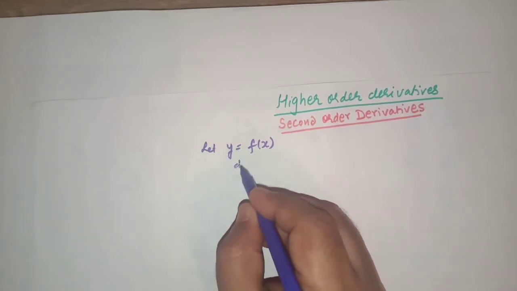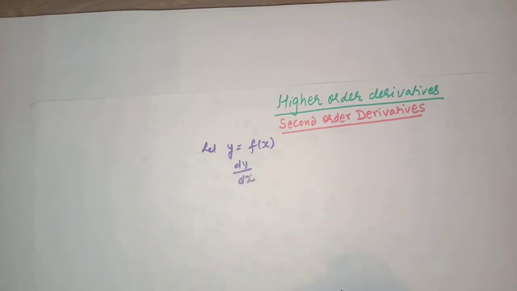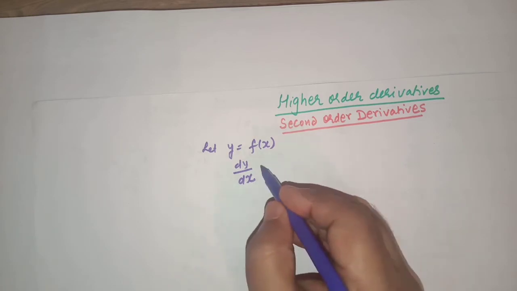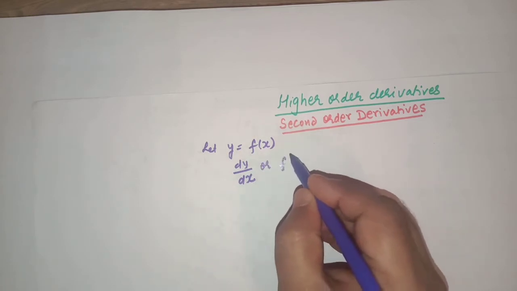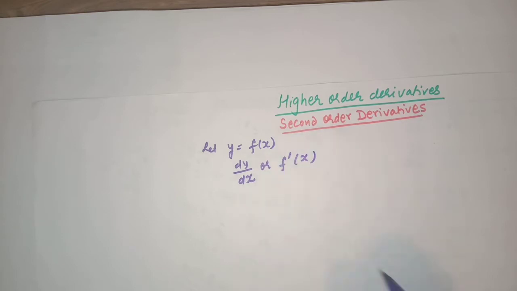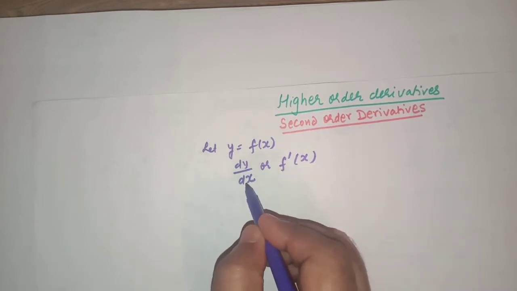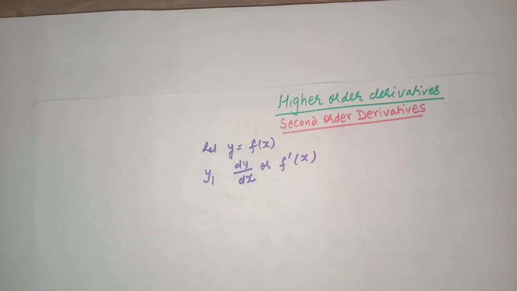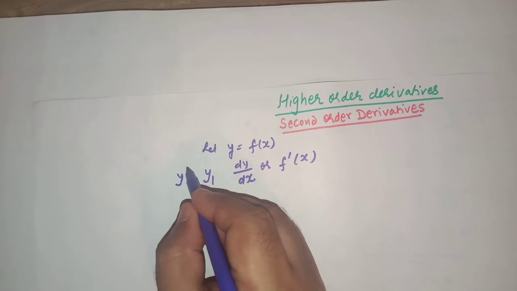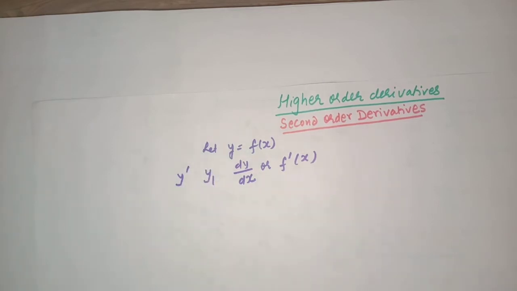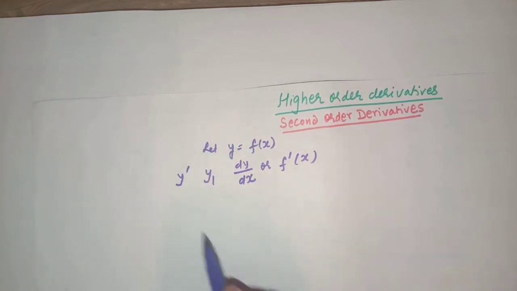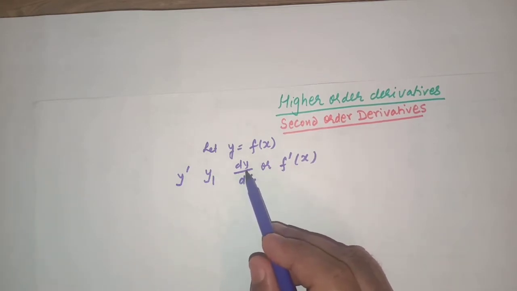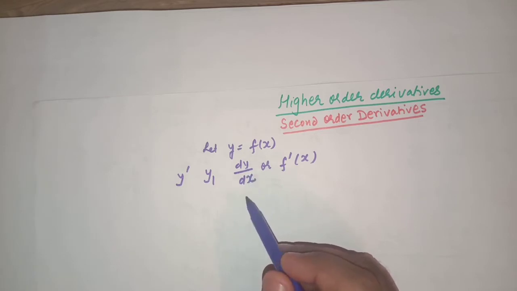Now the derivative of y with respect to x is denoted by dy over dx. We can also denote the derivative by f prime of x. Dy by dx can also be denoted as y1, or the same can be represented by y prime. Clear? So we have four notations for representing the first derivative of y with respect to x.